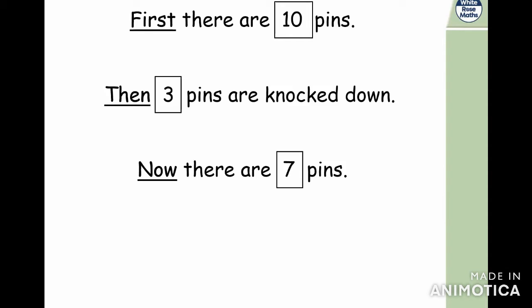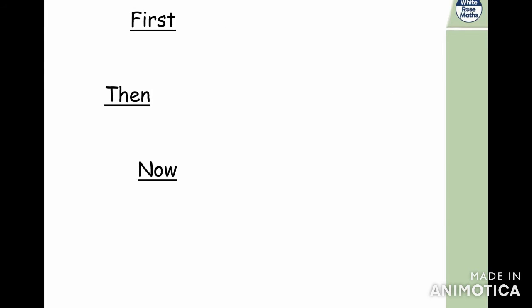This language is really important, and you can apply it to any addition or subtraction problem where the amount is increasing or decreasing. Let's have a look. If our question was, there were 7 horses, and then 2 horses ran away, how many horses are there now? We can see the amount of horses is decreasing. So we could say, first there were 7, then 2 ran away, and now there are 5.